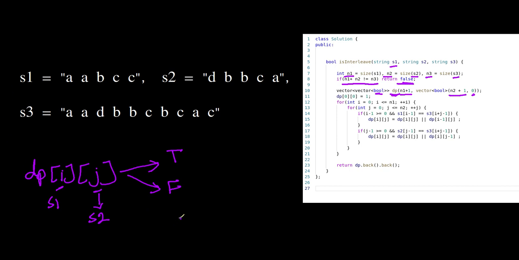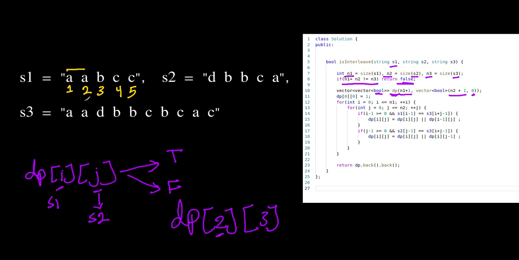For example, dp of 2, 3 is 2 characters from the first string. Let's do the index. So this is index 1, 2, 3, 4, 5. Notice it's 1-indexed, not 0-indexed, because when we say the first 2 characters, we need these 2. Here it's 2, not 1. And the same for s2, 1, 2, 3, 4, 5. s3, 1, 2, 3, 4, 5, 6, 7, 8, 9, 10.